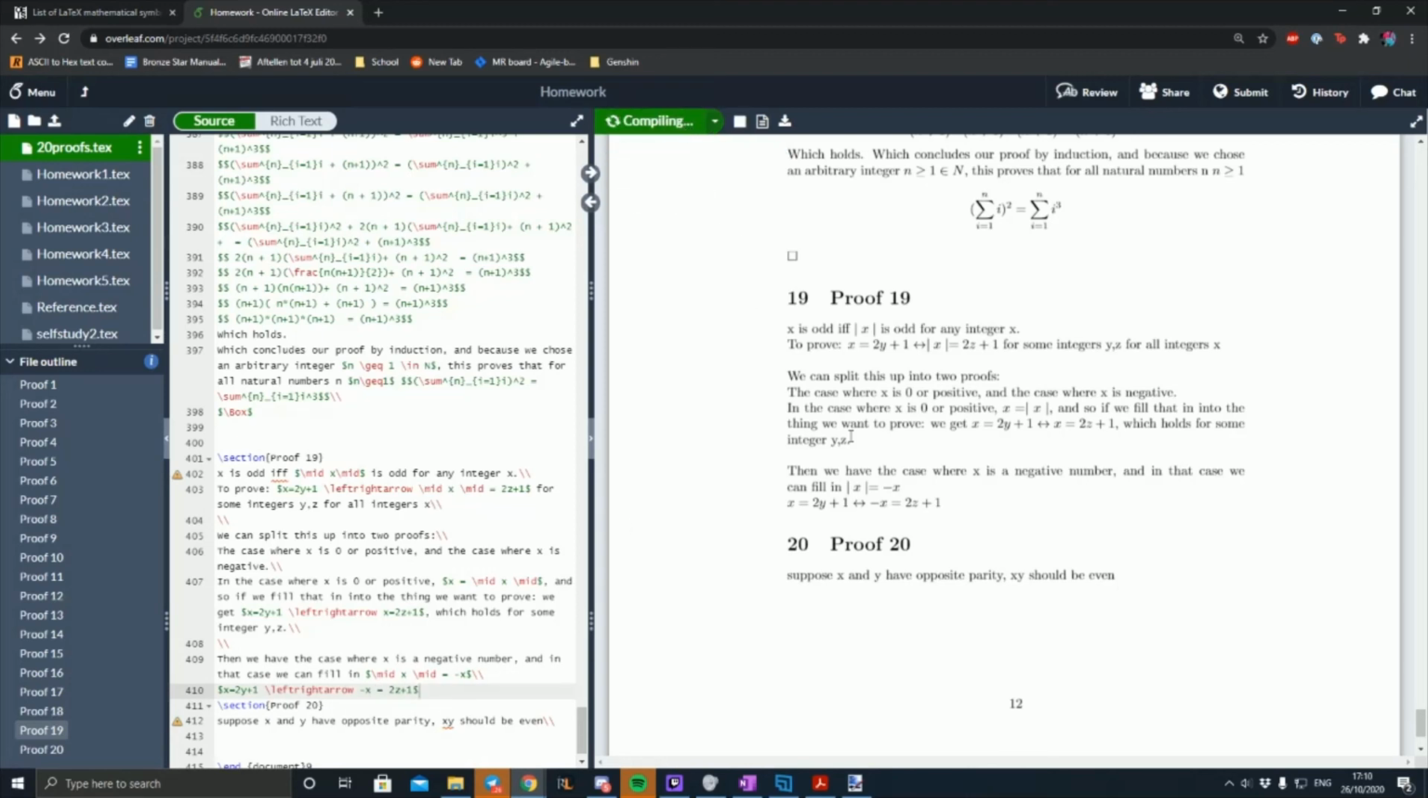Wait, let me see if this is up to date. Yeah, we can fill in that the absolute value of x is equal to negative x for a negative number x. So in that case, we can fill in here that the absolute value of x is equal to negative x, but the rest should still stay the same.